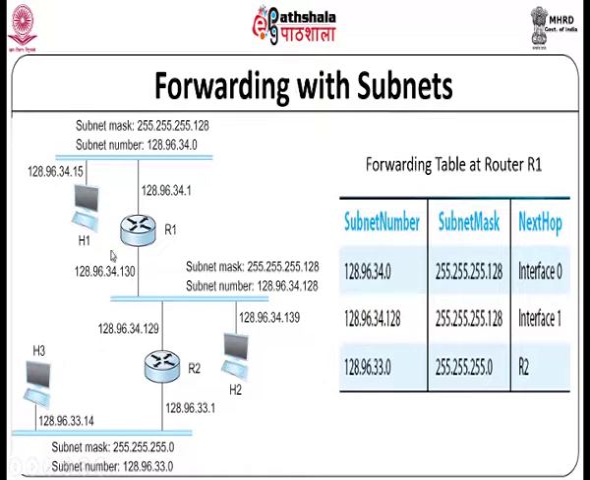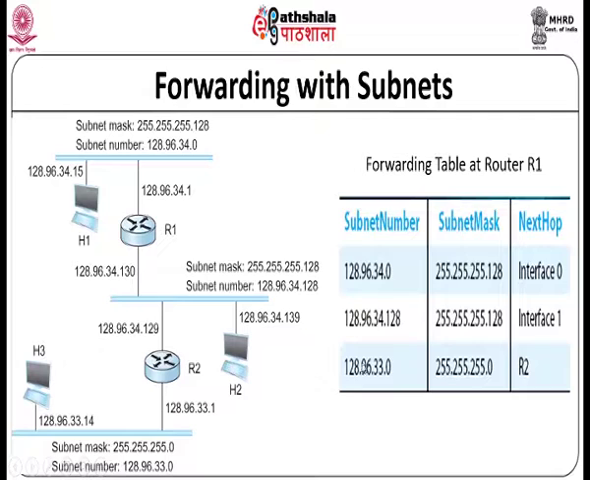Okay. So you can see that the entries at this router will be like this. You specify that if the subnet mask 255.255.255.128 is applied and the subnet number turns out to be 128.96.34.0, then it has to be sent out on interface 0. So it goes on this interface. Otherwise, if you apply this mask and you get the subnet number which corresponds to this other network, then you send it out on interface 1. And you could have another one which says that if it belongs to 128.96.33.0, then you send it out, with another subnet mask, which is 255.255.255.0.